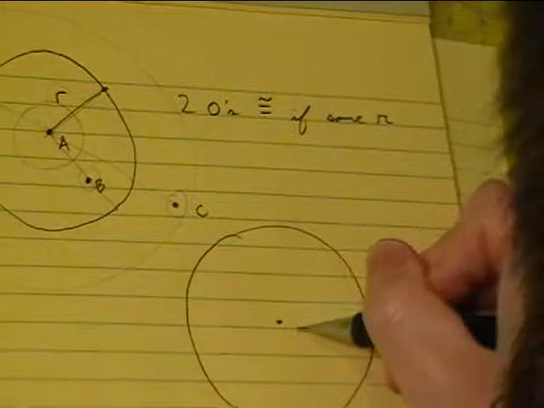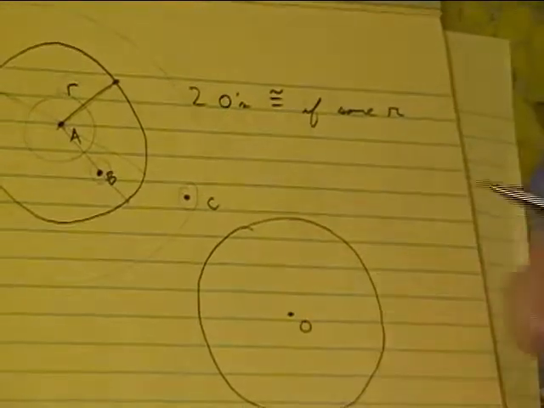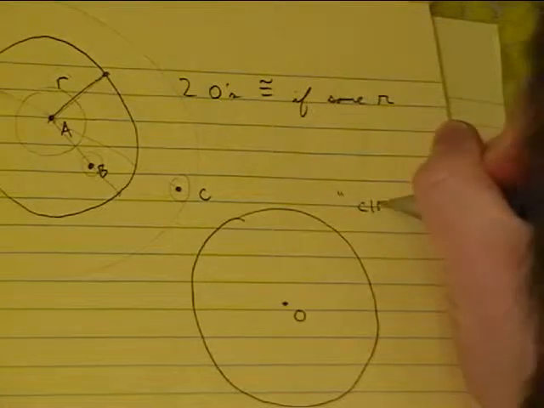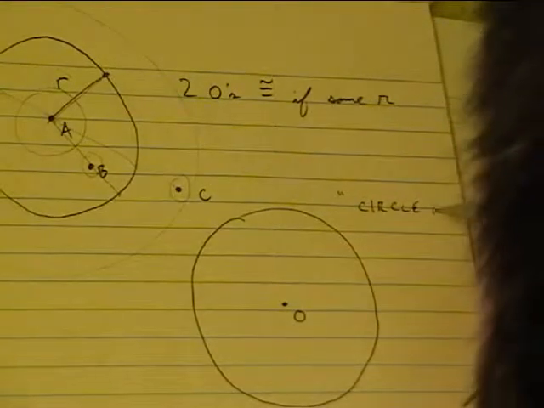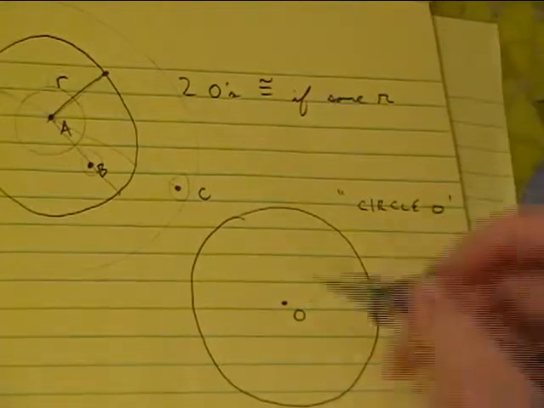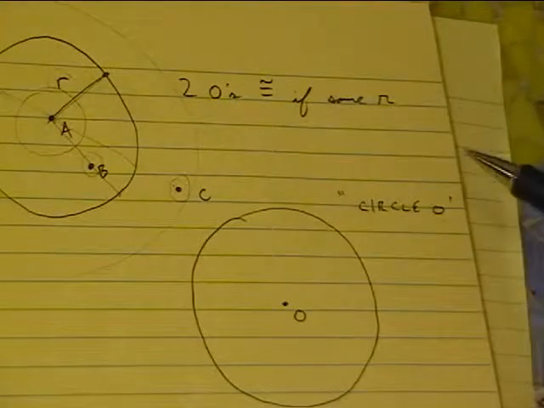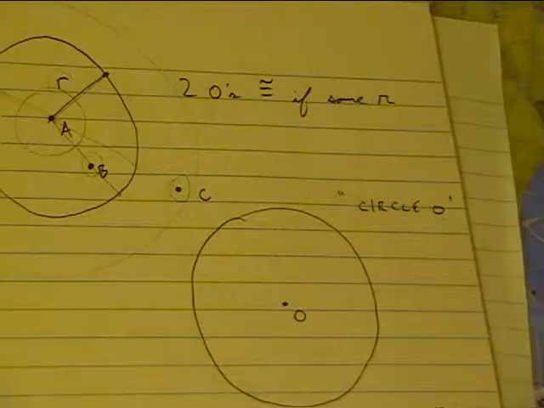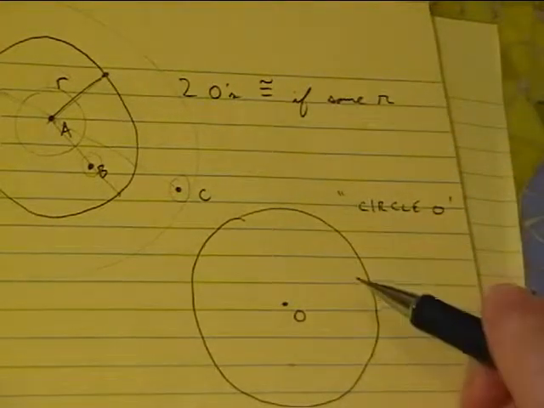And we're going to call this circle O. And here's a little tip for you. If something is called a circle O, then you know that O is the center. So it doesn't have to both say O is the center and it's called circle O. You can assume O is the center if it's called circle O. Okay? All right, so here you go.